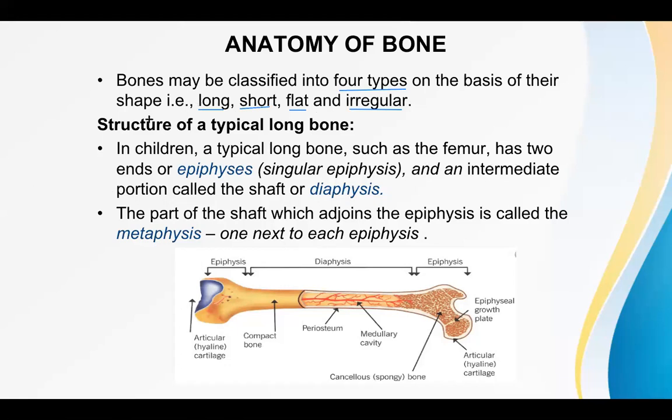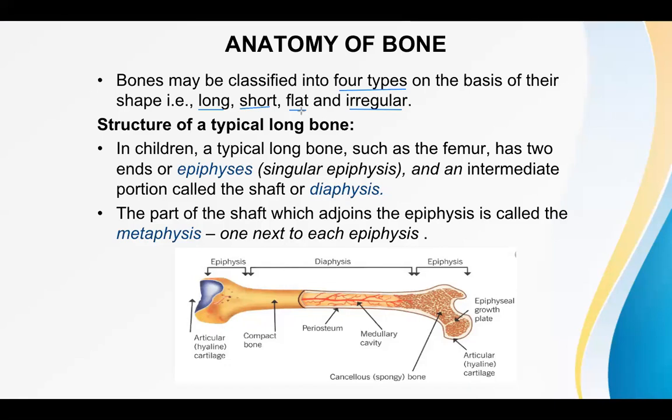What are the examples of flat bones? Skull, scapula, ribs, sternum. Exactly. So be ready with this type of easy questions. Sometimes we love to ask these easy questions also. So flat bones look flat in the shape, like ribs, skull bones, pelvic bones. So these are the different examples for you. Sternum is also a flat bone, absolutely.